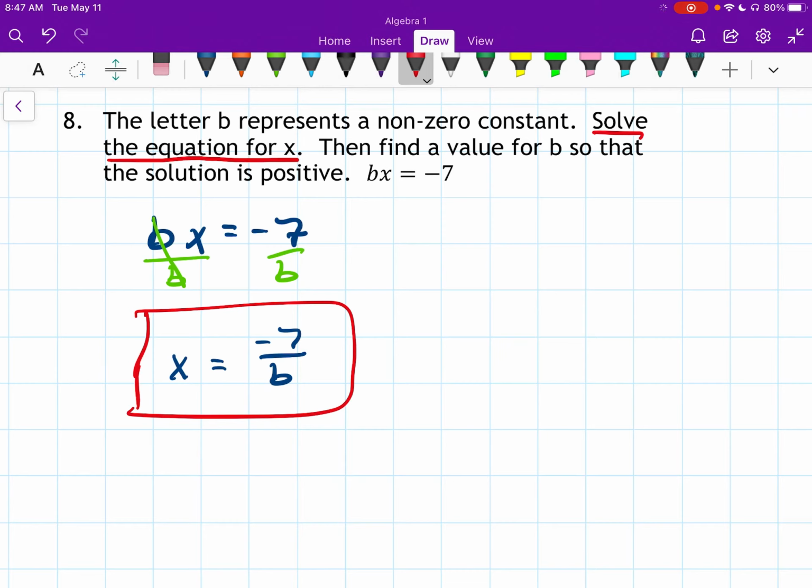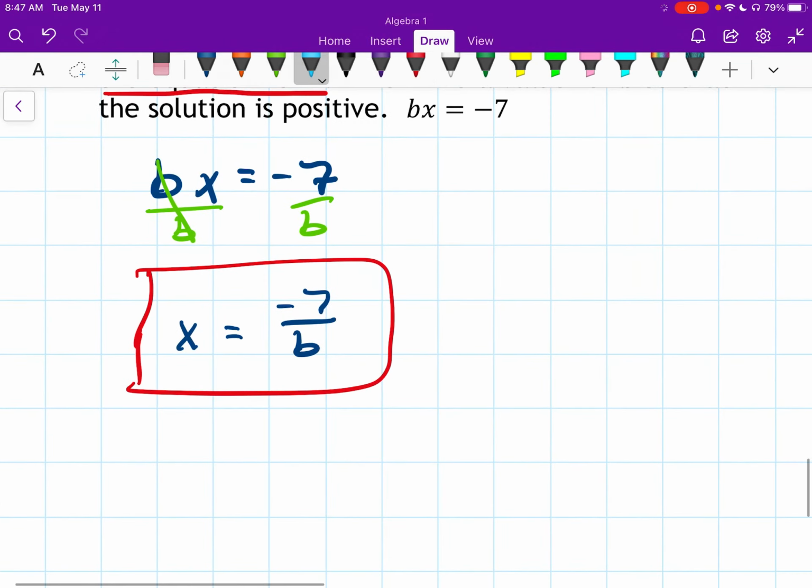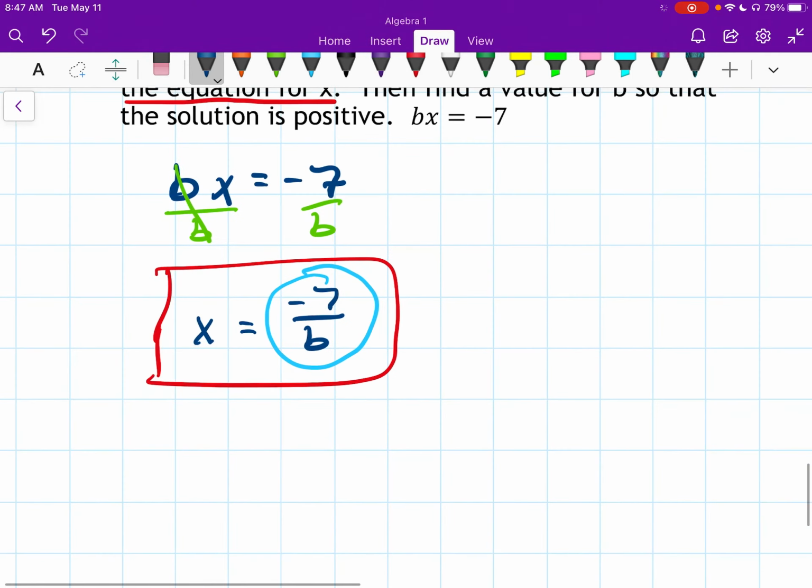Now we're supposed to find a value for b so that the solution is positive. Right? So we look here, and the solution would be whatever this turns out to be. So we need to think about -7 divided by a number. How would we make that positive? Well, what if it was like a 5? Let's just plug that in just to see. What is -7 over 5? And I'm going to actually give this as a decimal. We got -7 divided by 5. That gives me -1.4. Well, that doesn't work because we need it to be a positive number.